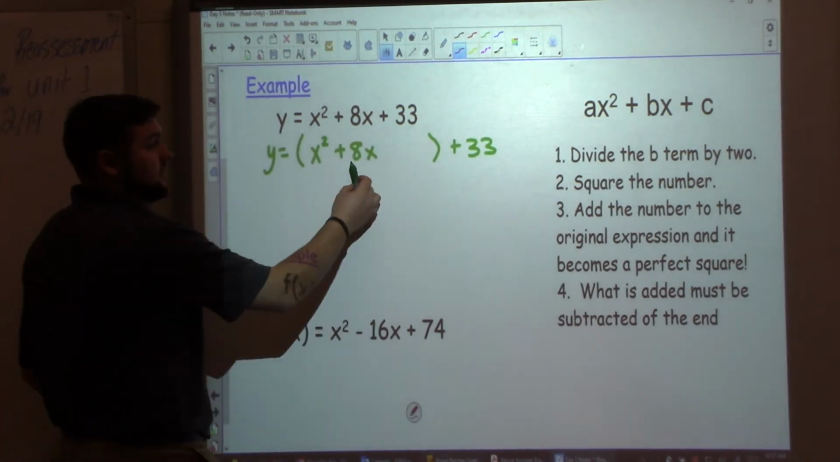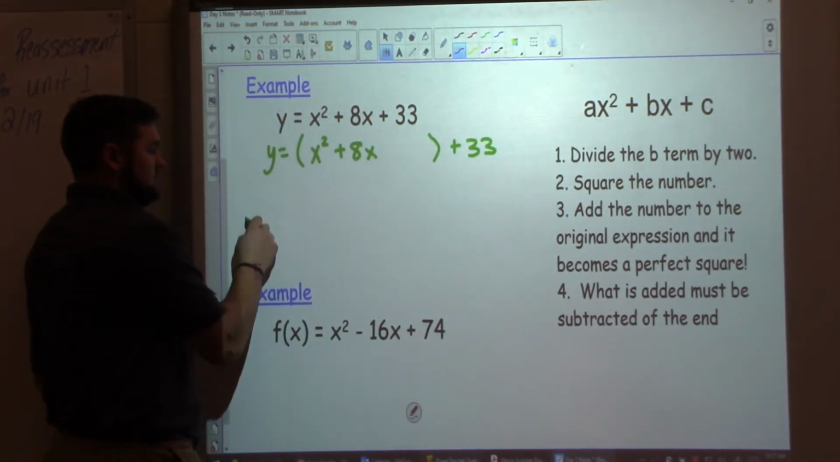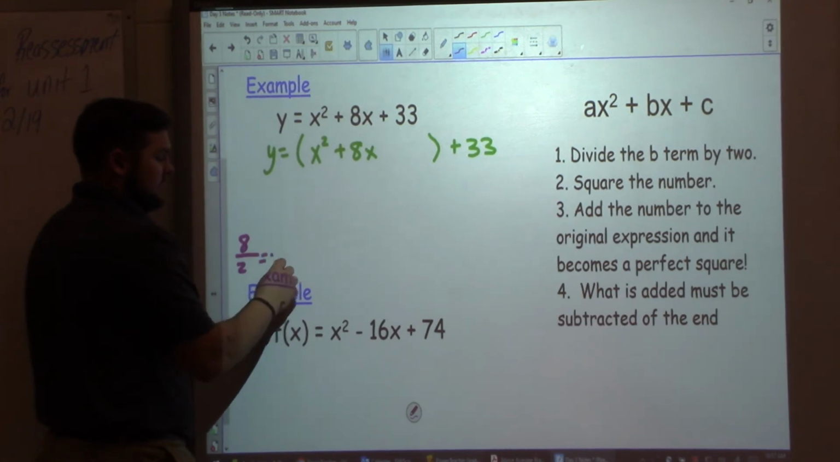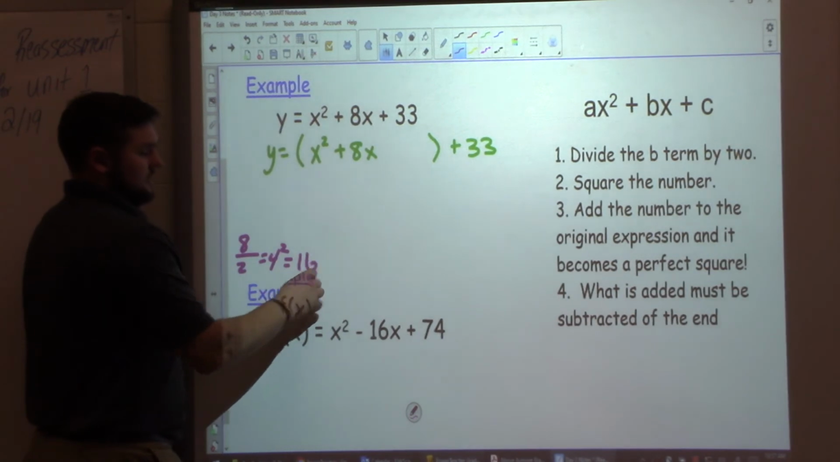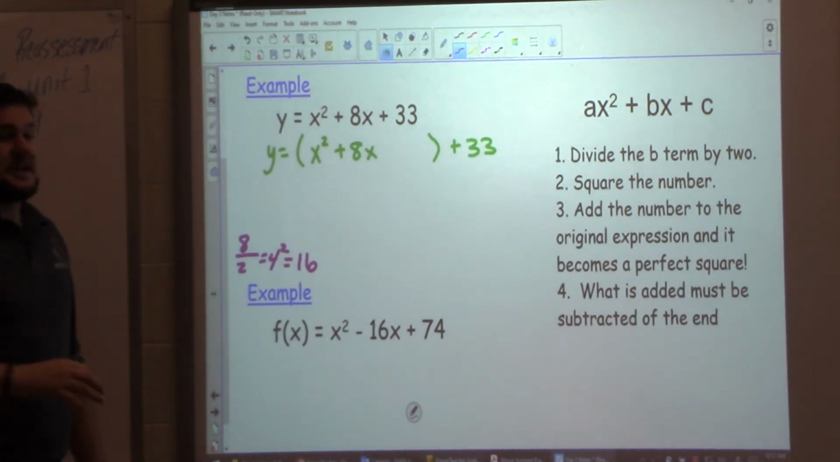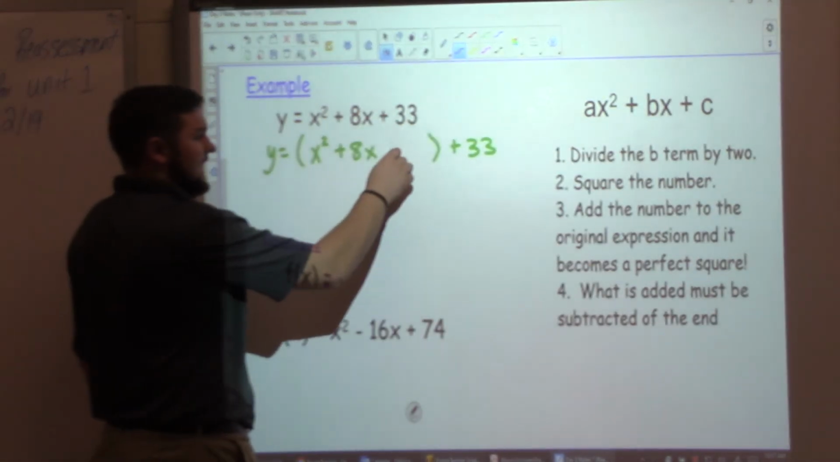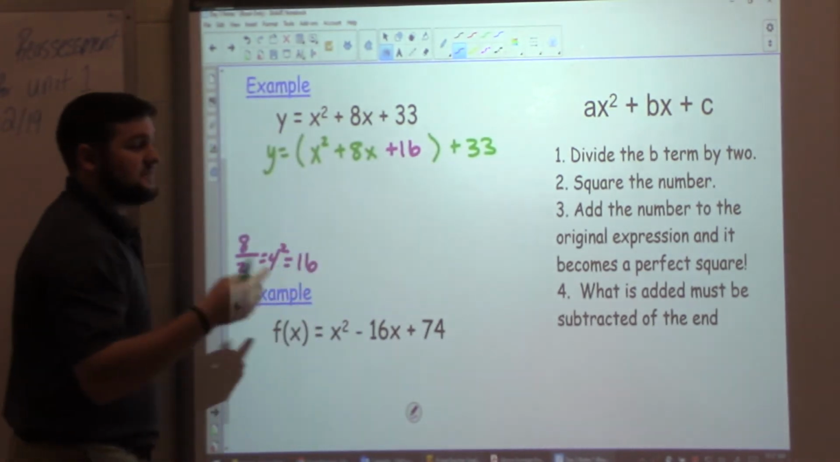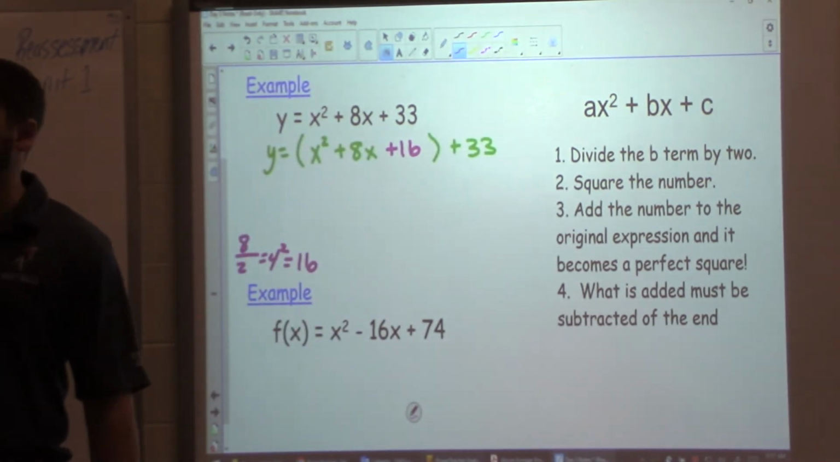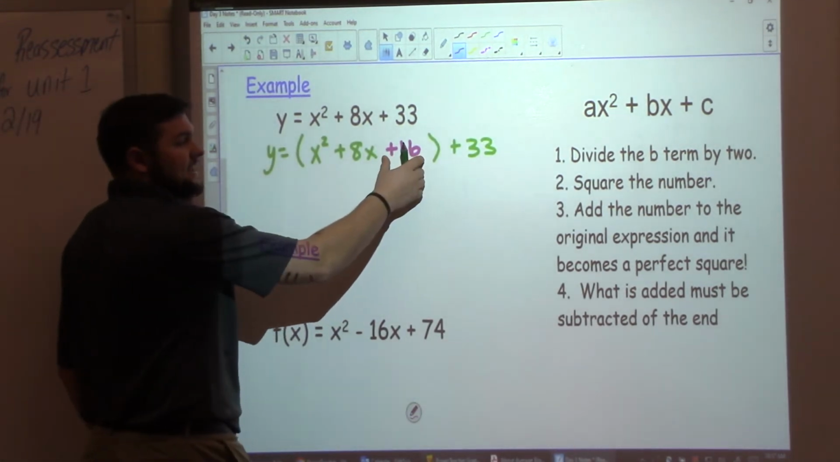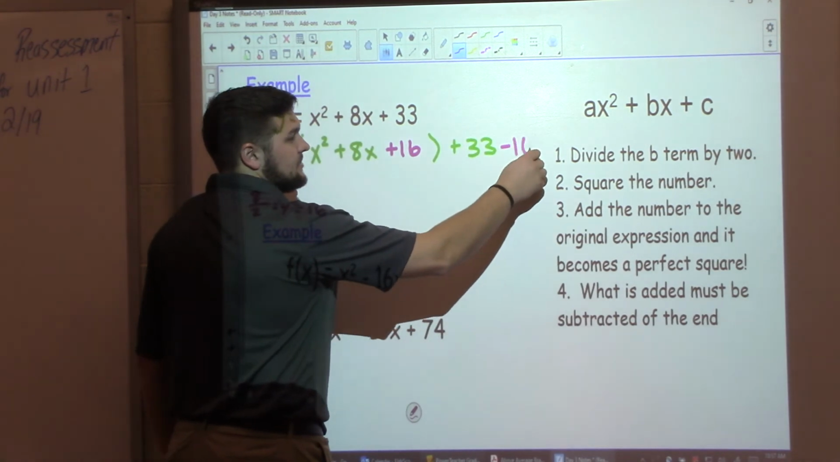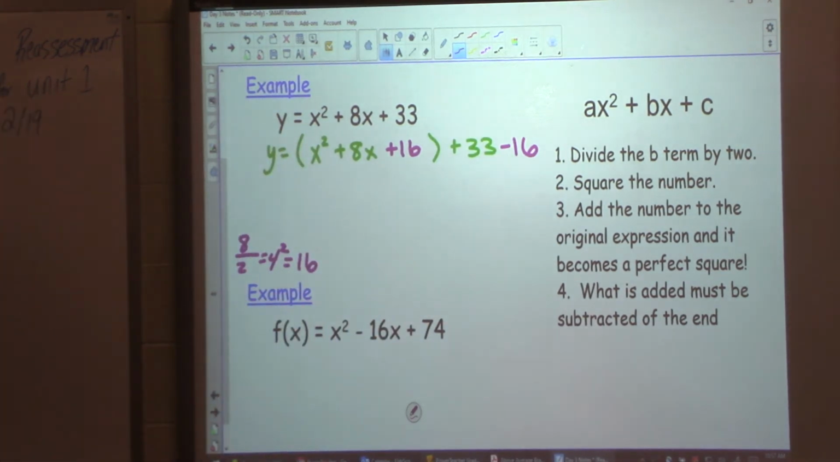So now what we're going to do is what we just did. We're going to take our b term. Step 1, divide the b term by 2. 8 divided by 2 is 4. Step 2, square the number: 16. Step 3, add 16 on the inside. And step 4 says whatever I add to the equation, I also need to subtract. So on the outside, if I added 16, I'm subtracting 16. Because we don't want to change our equation at all.